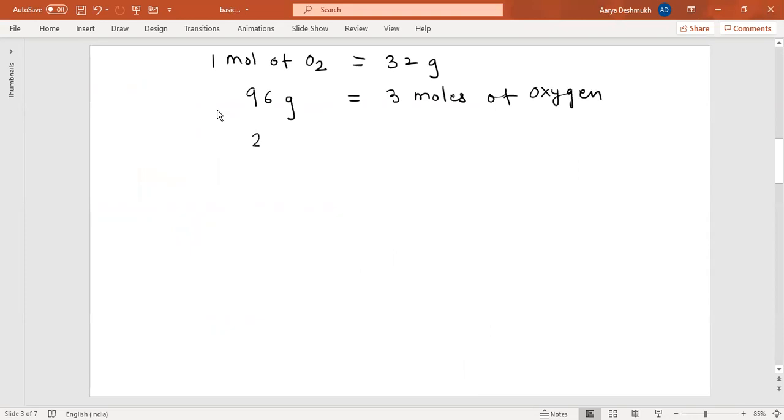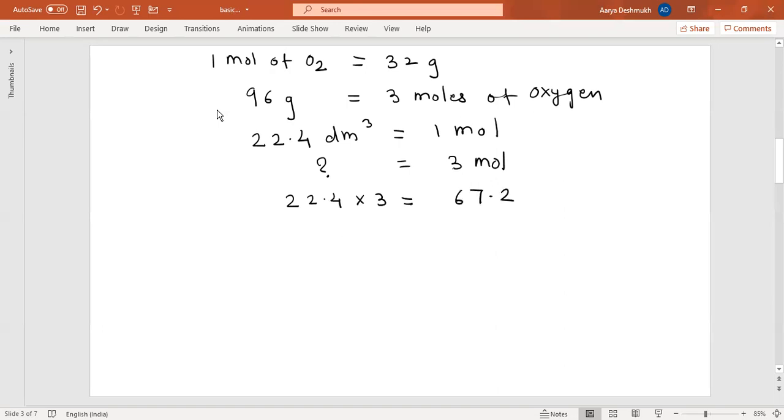Now 22.4 dm cube equals 1 mole. So 3 moles, what will be the volume? 22.4 into 3, which comes out to be 67.2 dm cube of oxygen. So this way we calculated this number, that is 67.2 dm cube.